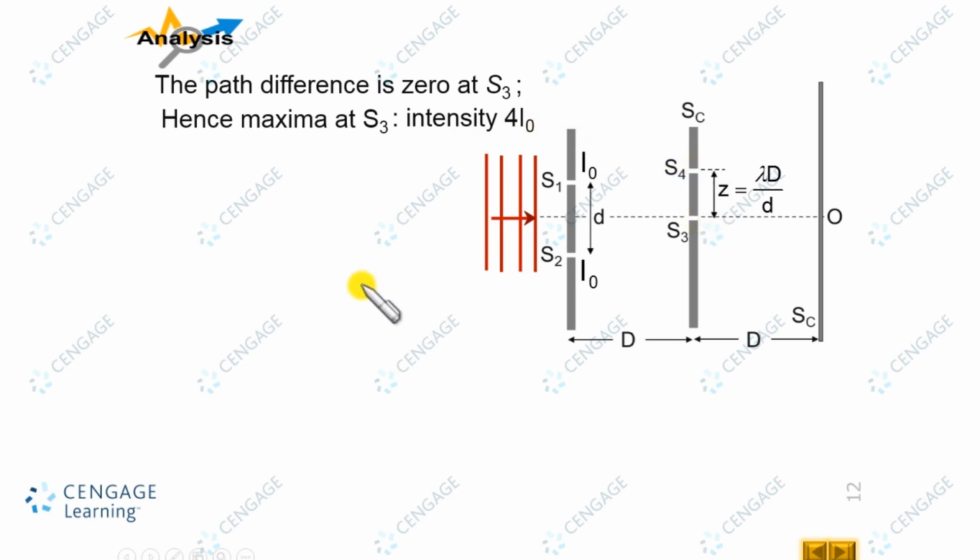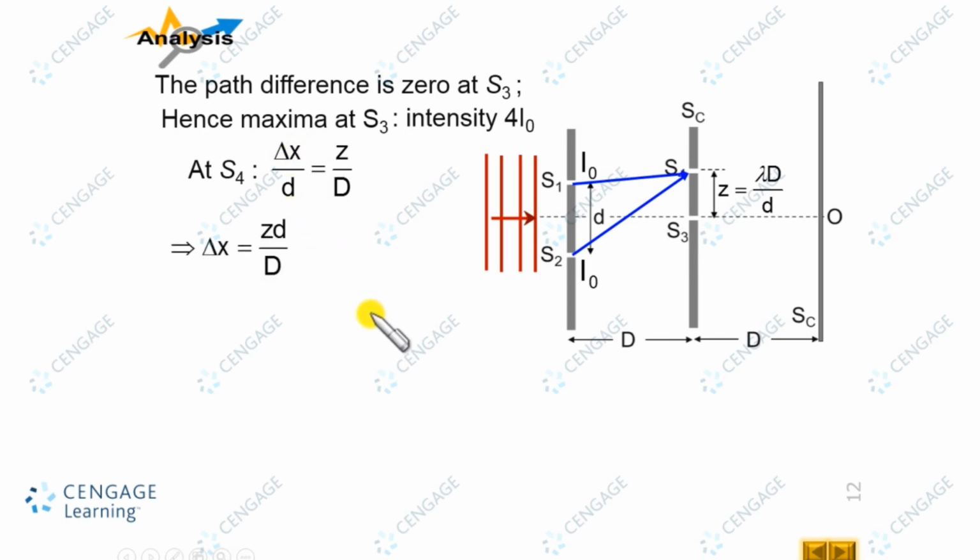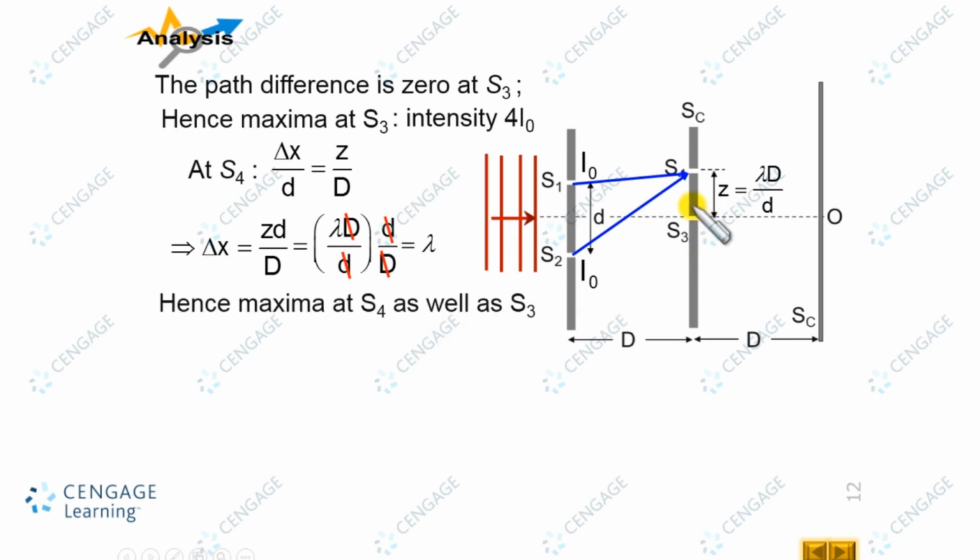Now, let us calculate the path difference at S4. For this, we can write delta x divided by small d is equal to Z divided by capital D, right? This is the path difference between these two. Now, we can write delta x equal to Z small d divided by capital D. Now, we can substitute the value of Z. Capital D, small d will get cancelled. That means the path difference here is equal to lambda. Lambda path difference corresponds to the maxima. That means we will have the maxima at S4, right?